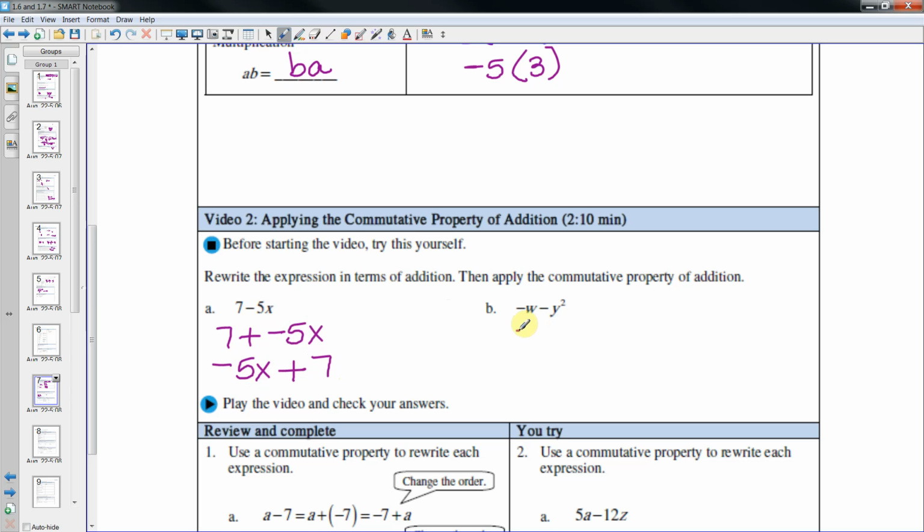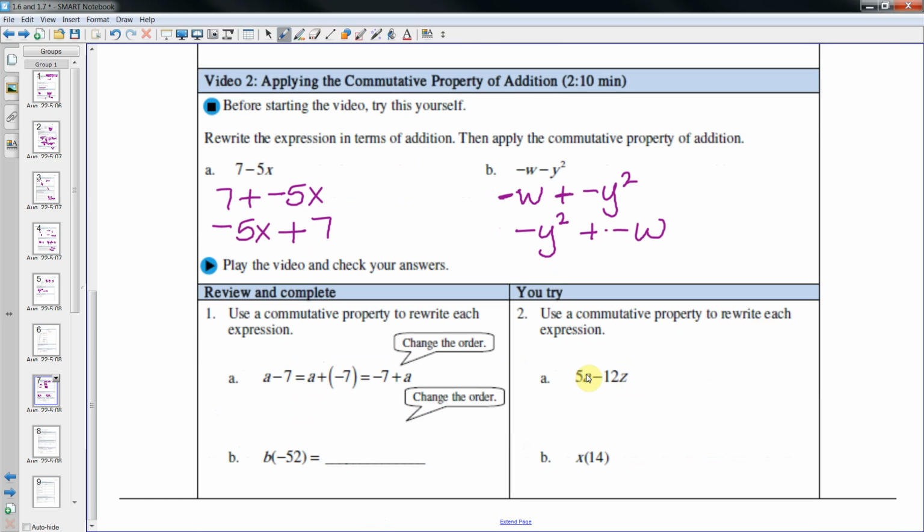Here we've got negative w plus negative y squared. If I change that to a positive, change the sign of the second number, then do commutative property. So switch the order: negative y squared plus negative w, like that.